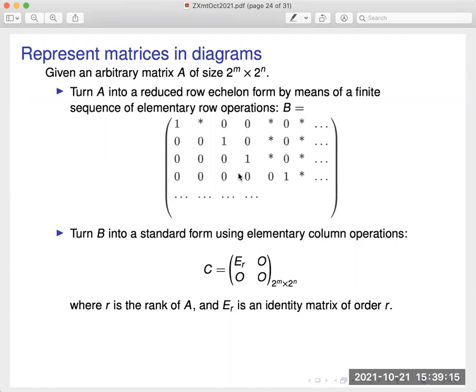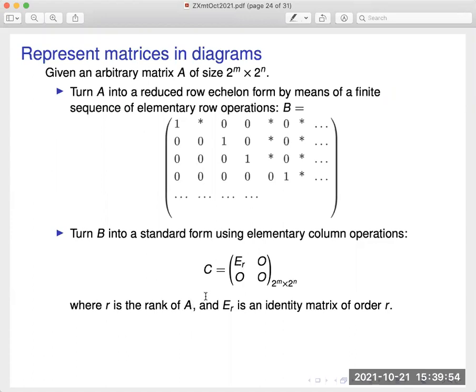For the Gaussian elimination, we just use row operations, right? But if we also use the column elementary operations, then we can cancel out all these stars, which could be non-zero. Then we get this one. Then we use the swap, and we can get this one. This is a kind of standard form. Here you get the identity matrix of order R, where R is the rank of A. That's what we usually get in linear algebra.